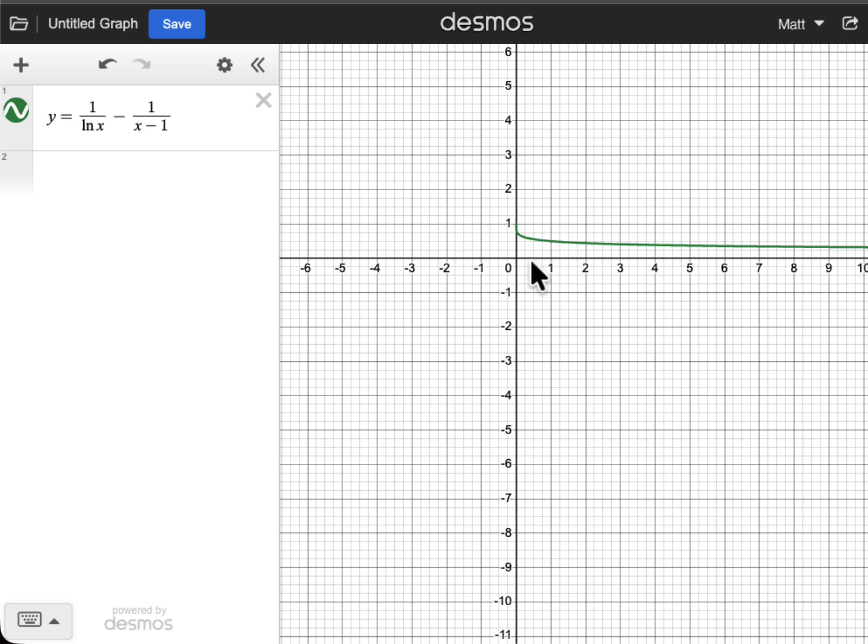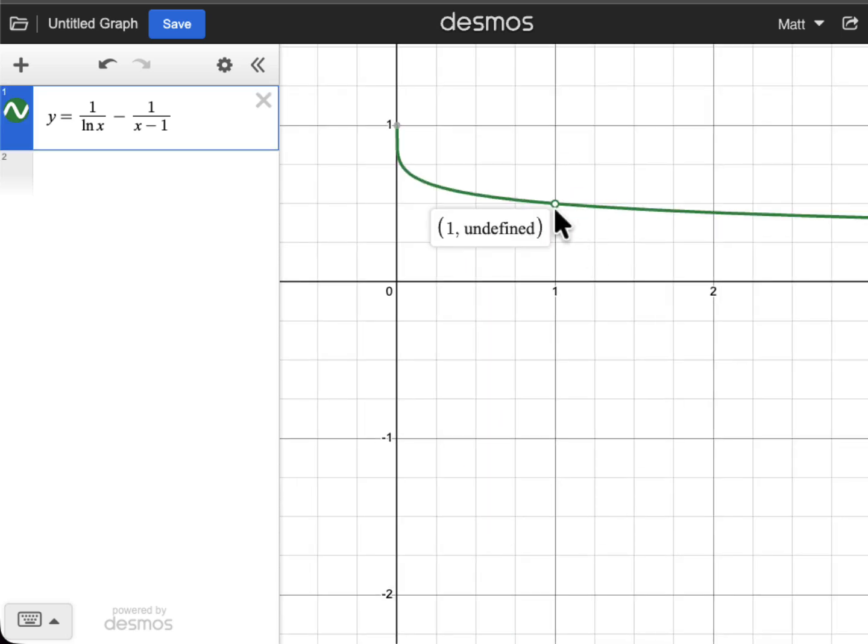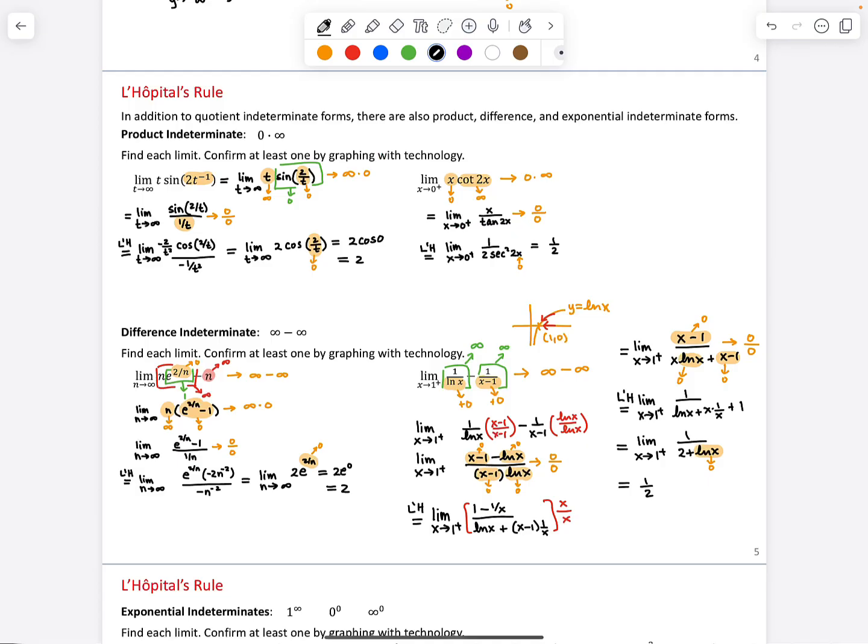Here's our function. This is the limit as x approaches 1. So I zoom in, and if I do a trace, you will see a removable discontinuity here, the location of which is 1, 1/2. All right, next page.